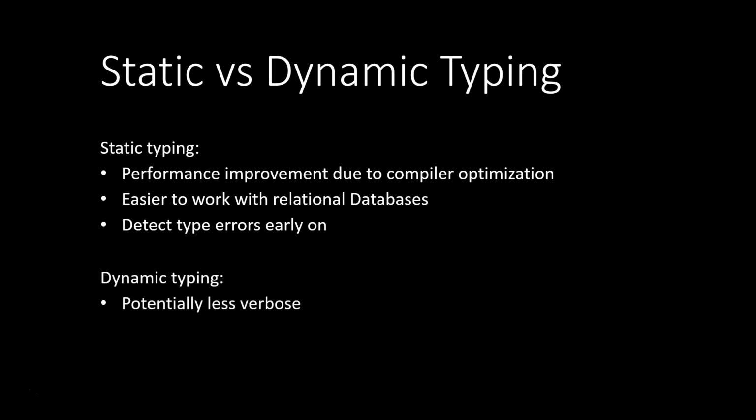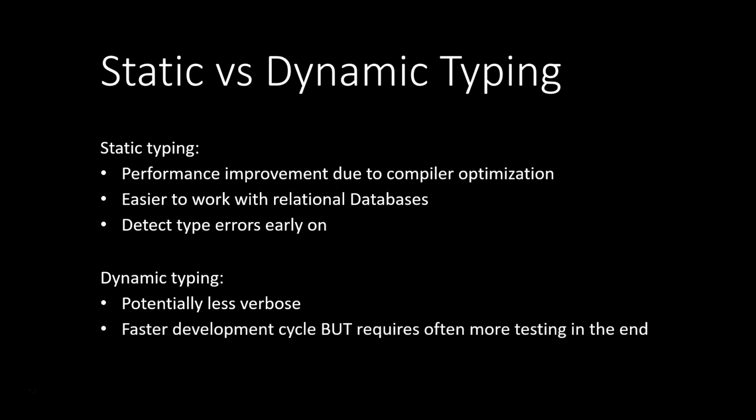Then dynamic typing is potentially less verbose, so you don't have to specify int, string, and all these special words so that the program knows what kind of type you're specifying there. It offers a faster development cycle, but often requires more testing in the end to really weed out those possible type errors. And it's more flexible to change things up.